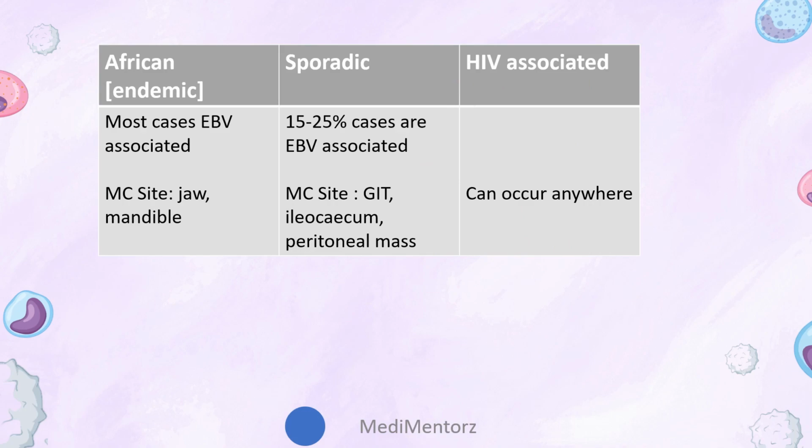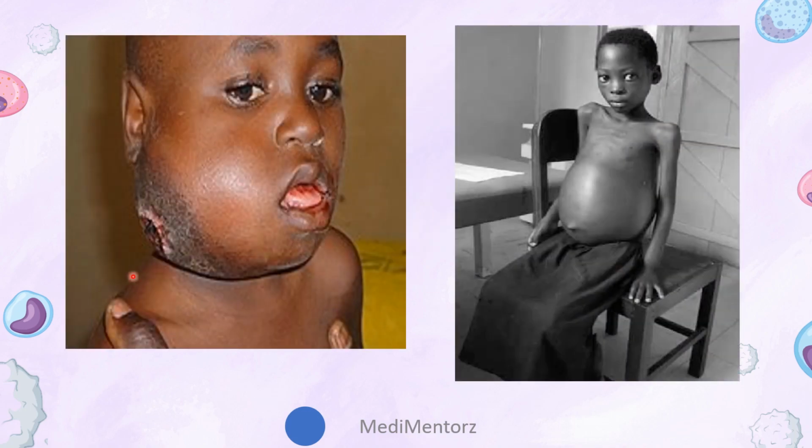So moving to the next one, here you can see the African endemic type. Here you can see a very huge lesion present in the jaw and mandible area. And here you can see a clear swelling in the abdominal region. So this one is the sporadic one, which I talked about just now. The most common sites are ileocecum, GIT, and peritoneal mass.